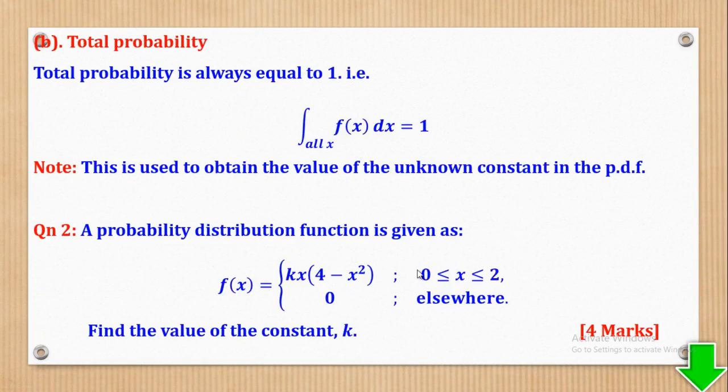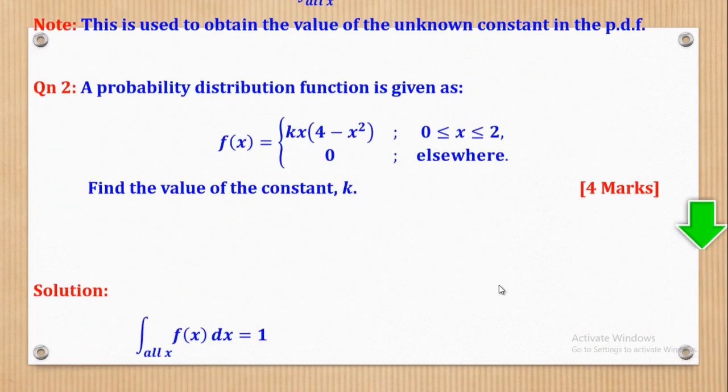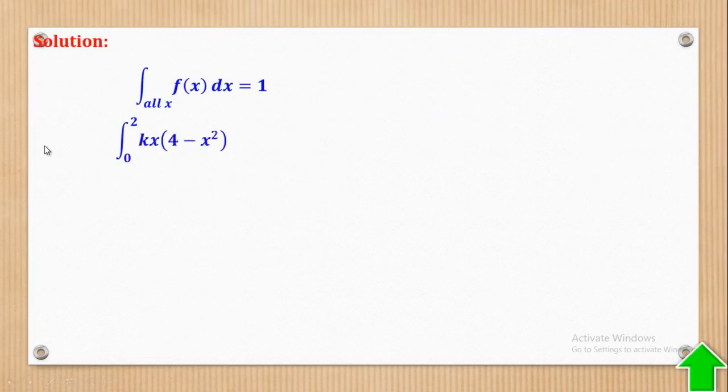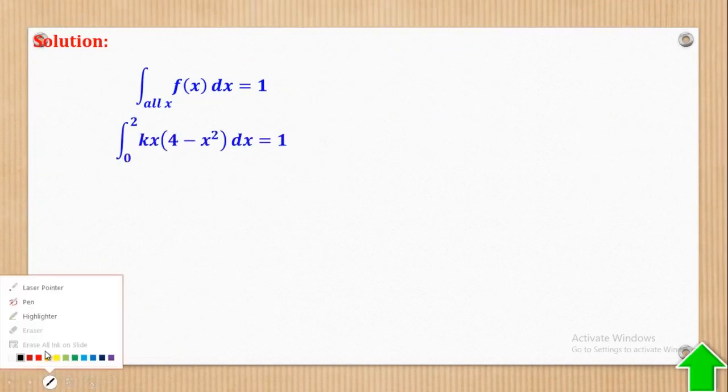But to look at this given function, what are the limits? The limits are 0 to 2. So in this case, these are the limits we are going to use. So we're going to integrate f(x), which is this, from 0 up to 2. So let's come and write that. So that is what it means.